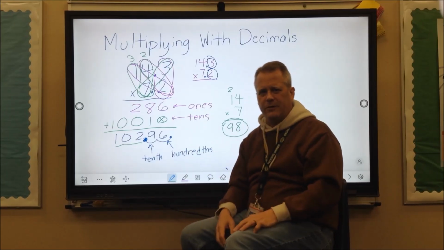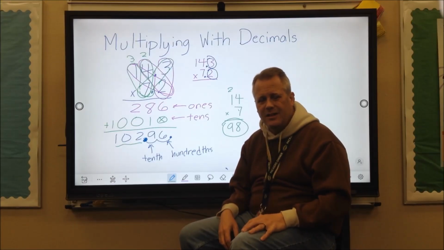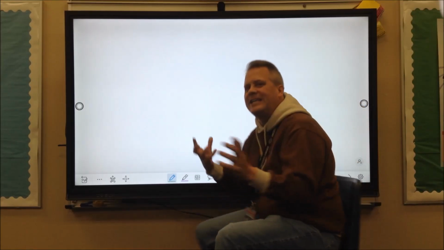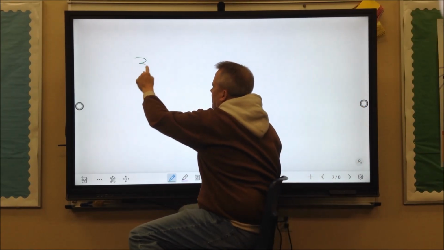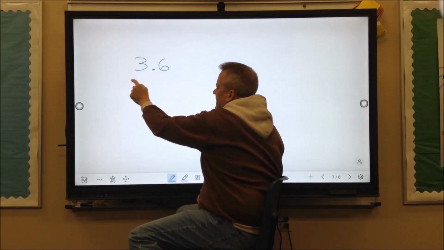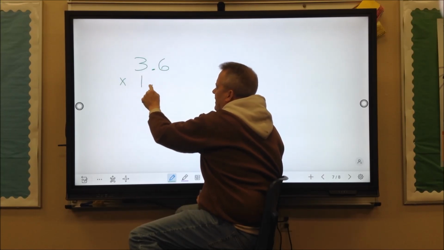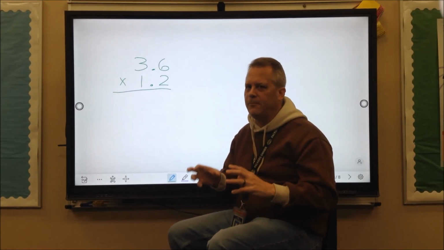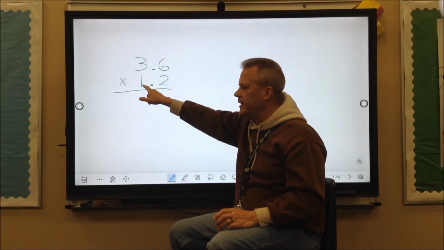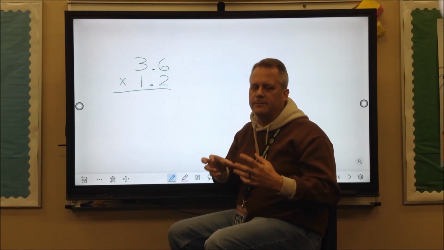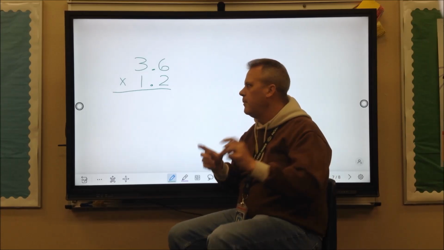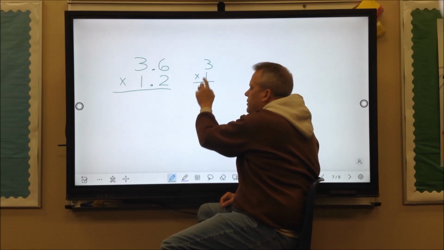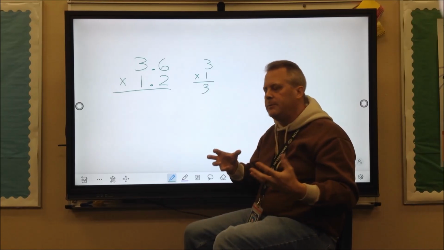And just really quick, if you're like, wait, what? Let me show you very quickly just one last example, but let's just keep it simple. 3 6/10 times 1 2/10. Look at the numbers before the decimal. I've got a 3 and a 1. What's 3 times 1? 3. So my final answer is going to be close to 3.